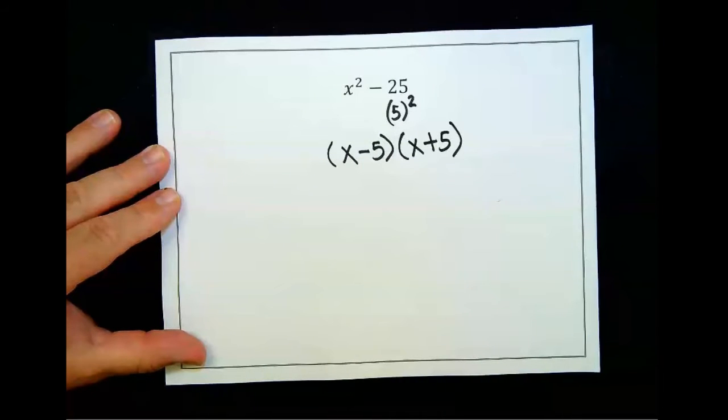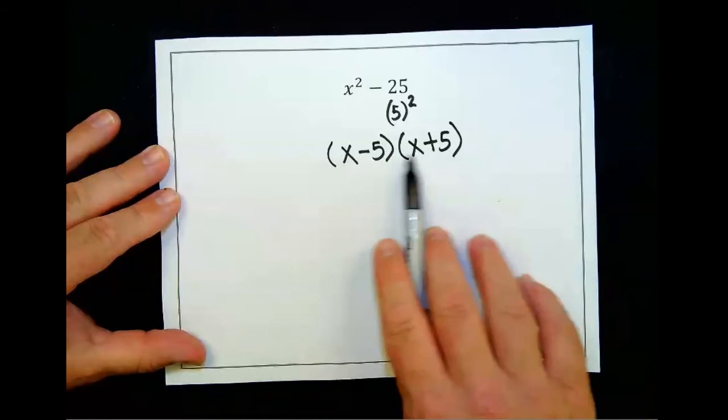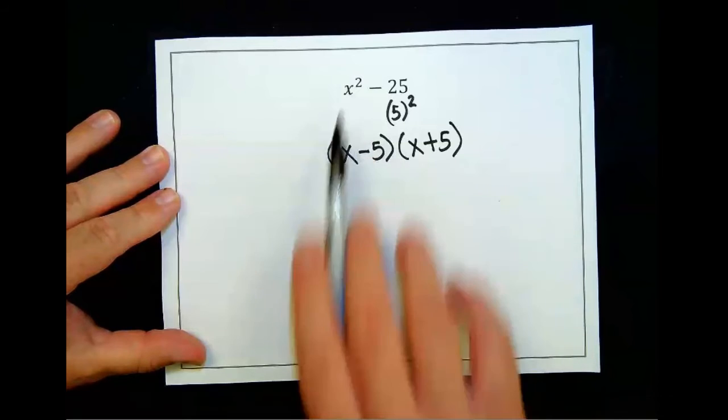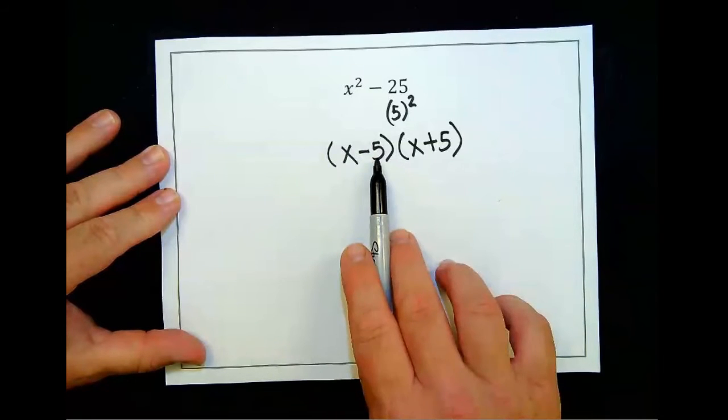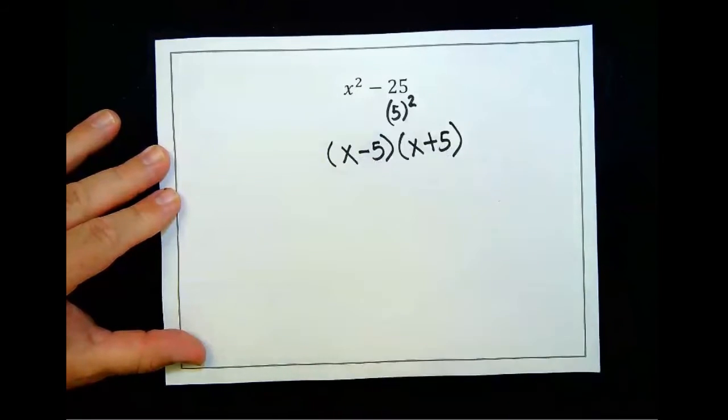You can always check this. Multiply the first terms, x and x, that gives you x squared. Multiply the last ones, negative 5 and 5 gives you negative 25.